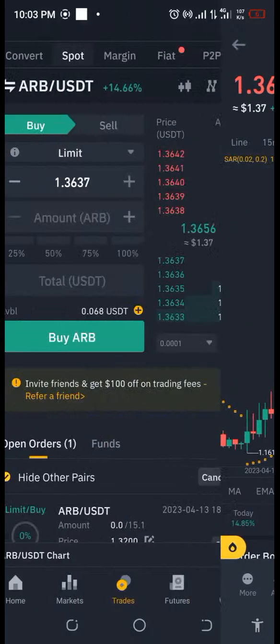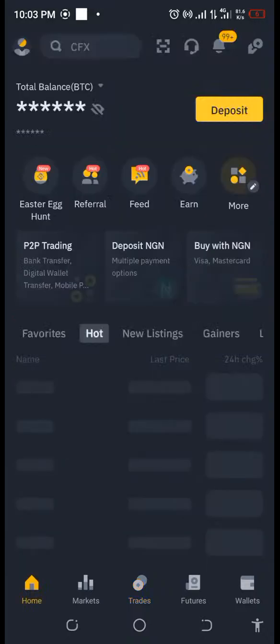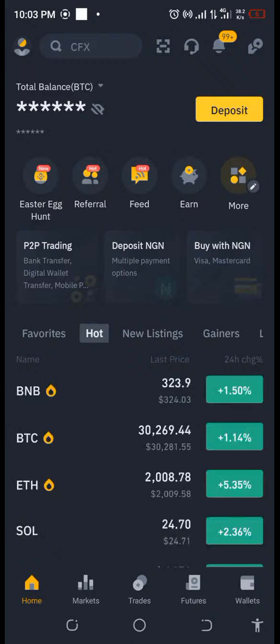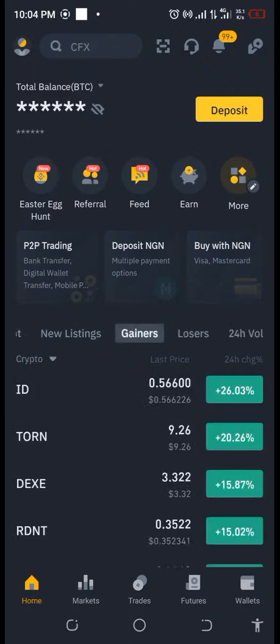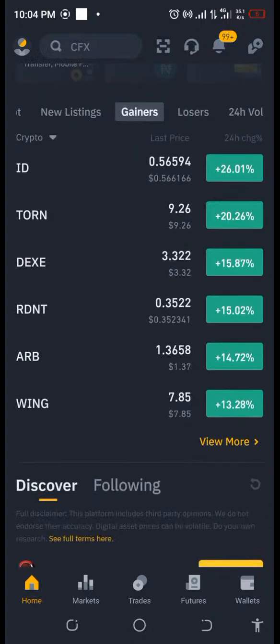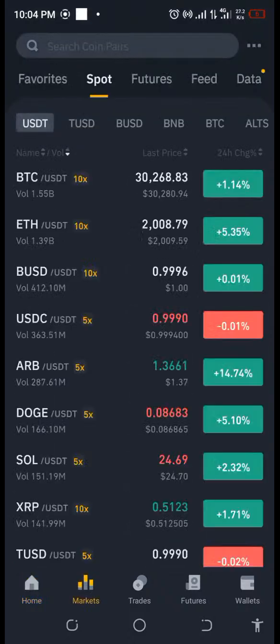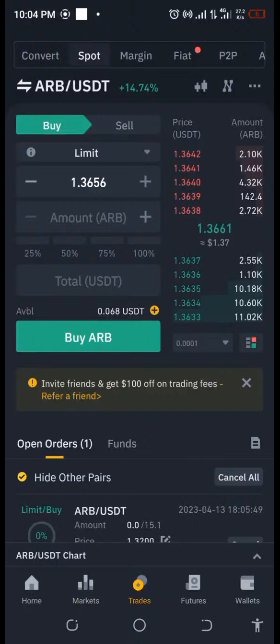So I'm hoping that my decision is right. I'm just going to check again. Let's look under gainers to see whether it's also there. It's under new listings, but let's be sure it's also under gainers. Okay, ARB is on the gainers. Okay, let's try this. Let's go ahead and just buy outrightly, and then we'll set a sell limit.